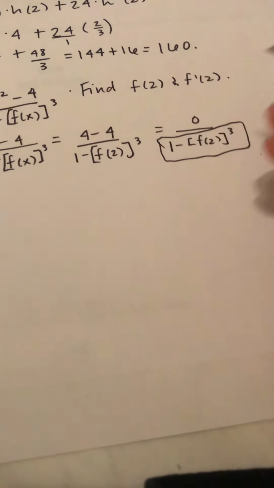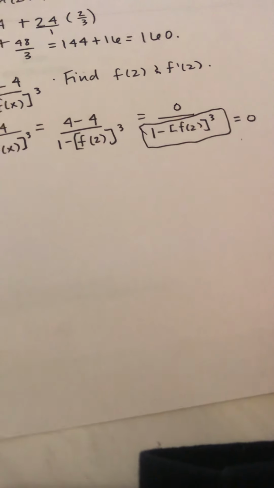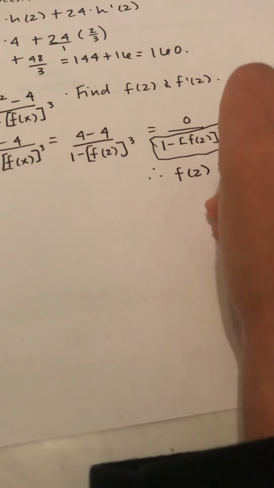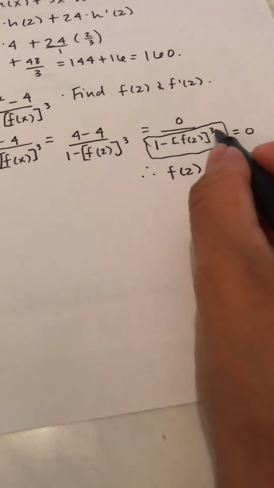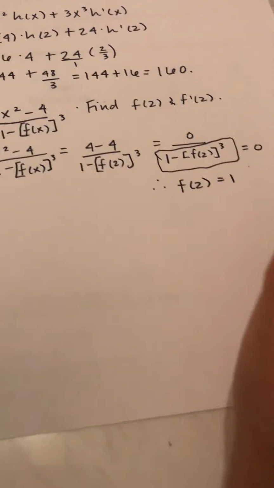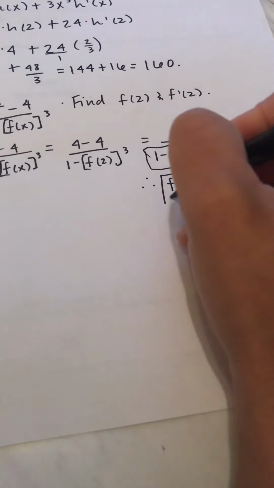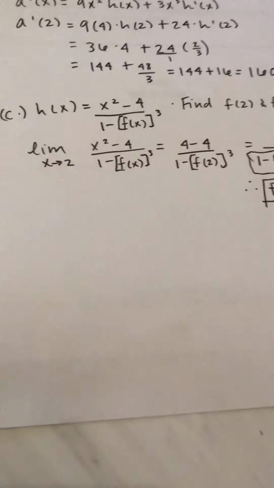This alone right here, which I just boxed in, must be equal to 0. So that means that f of 2 must be equal to 1. Because then if I have 1 cubed, that's 1, and 1 minus 1 is 0. So I already have one answer: f of 2 is equal to 1. Now I just have to find f prime of 2, which is also what they want.